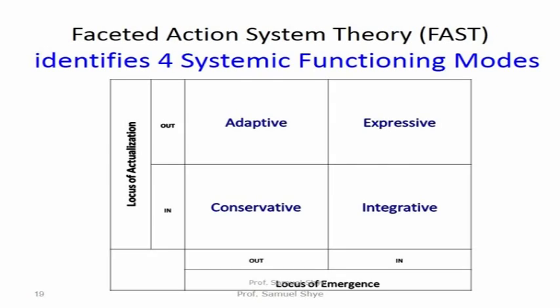Next, I would like to talk about generic theories. The radixes of intelligence behavior found in people and in mice point to facet theory's potential for discovering scientific generalizations or generic theories. Theories that are valid across a wide range of different research domains. A generic theory that has been found very fruitful is the faceted action system theory. You can see that this theory identifies 4 functioning modes for any action system. Functioning modes are the conservative, the integrative, the adaptive, and the expressive.